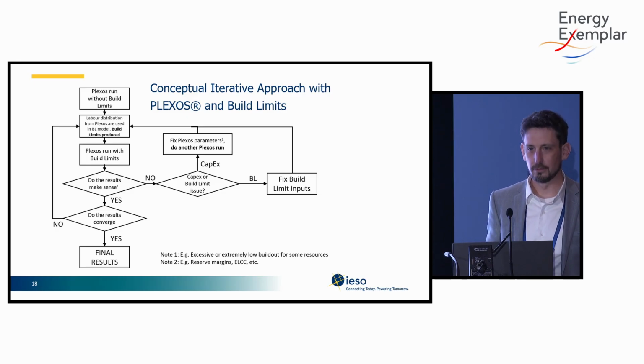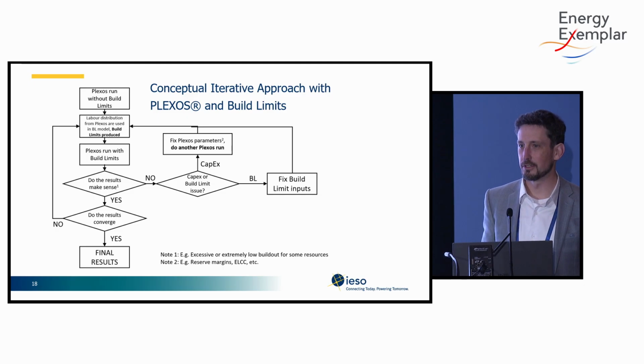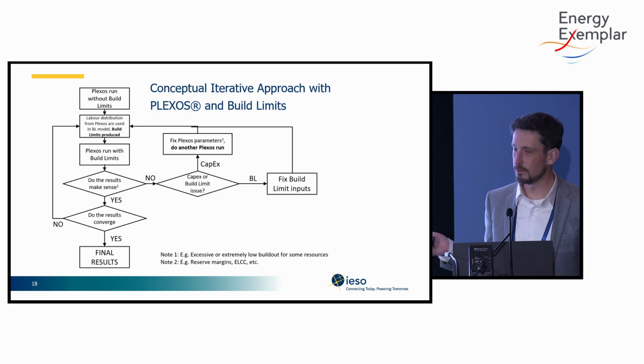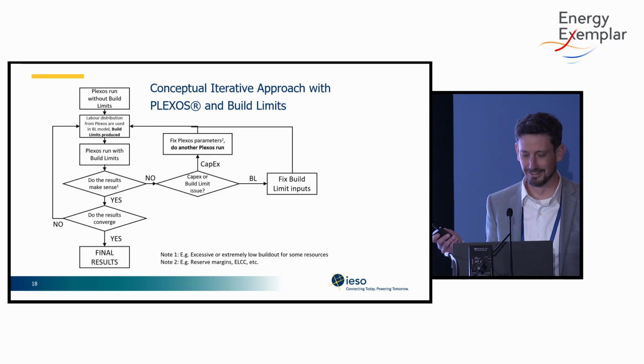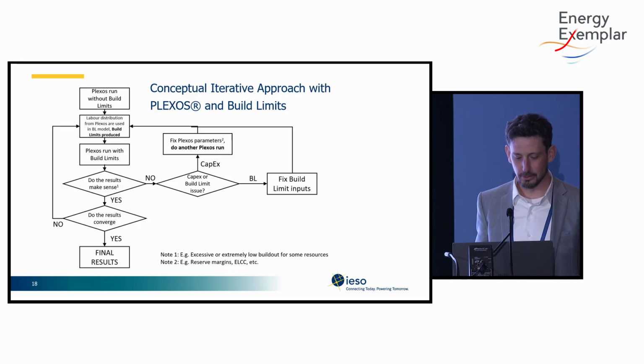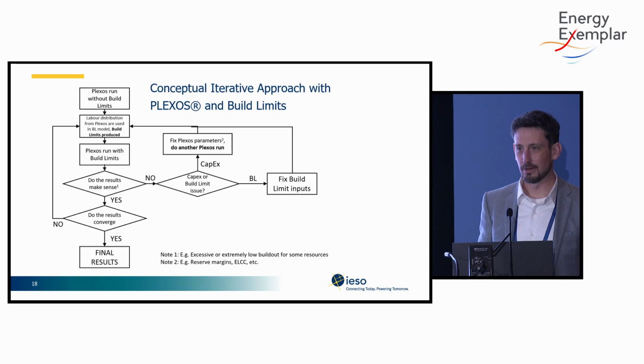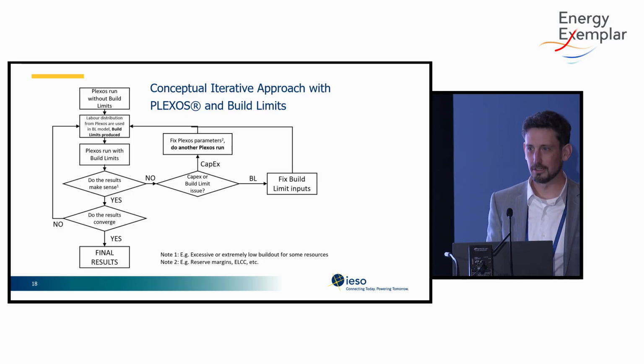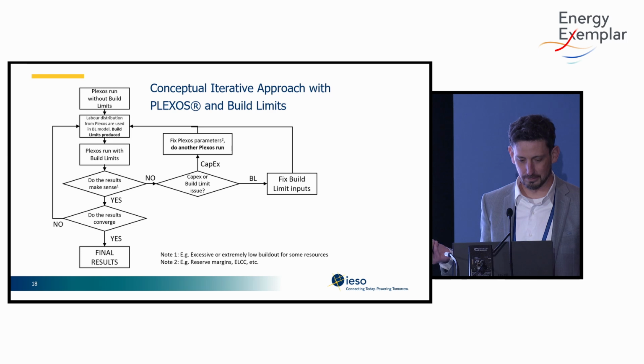And then we come to the first and most important question of most modeling exercises: do these results make sense? Right? And usually the answer was no. And then we had to decide why they don't make sense. Was it a CapEx issue, like we're modeling things wrong, or is it a build limits issue?